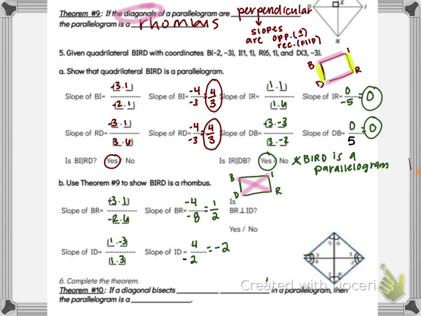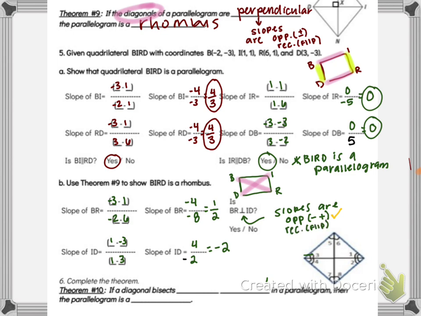Okay. So now if I look at these right here, we're going to be looking at whether or not it's perpendicular. Now remember, what makes it perpendicular? If the slopes are opposite reciprocals. So opposite means one's positive and one's negative. So let's check that. One's positive, one's negative. Check. All right. The next thing is they have to be reciprocals.